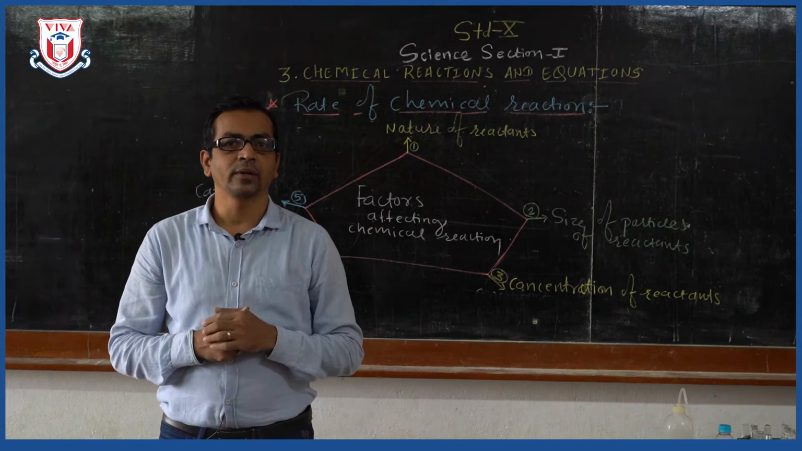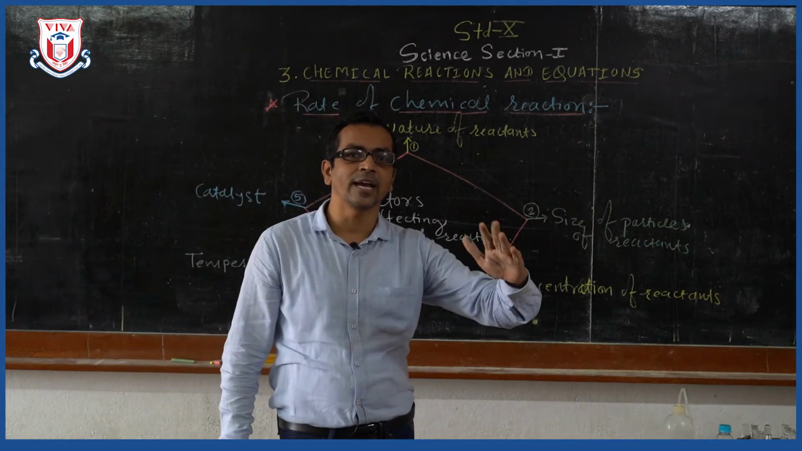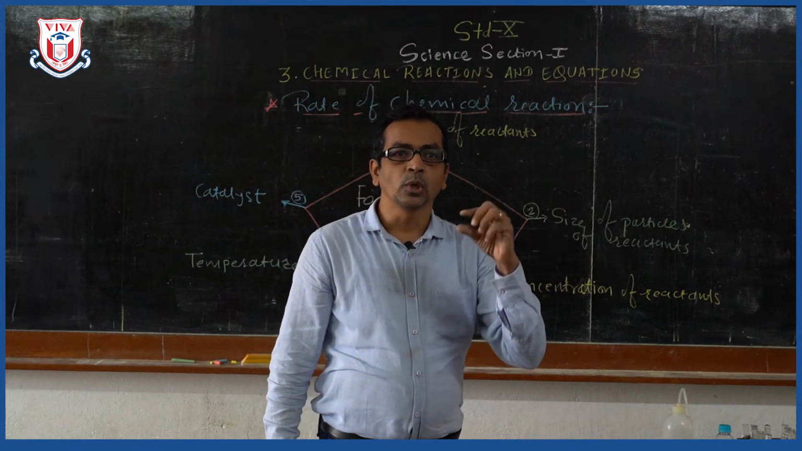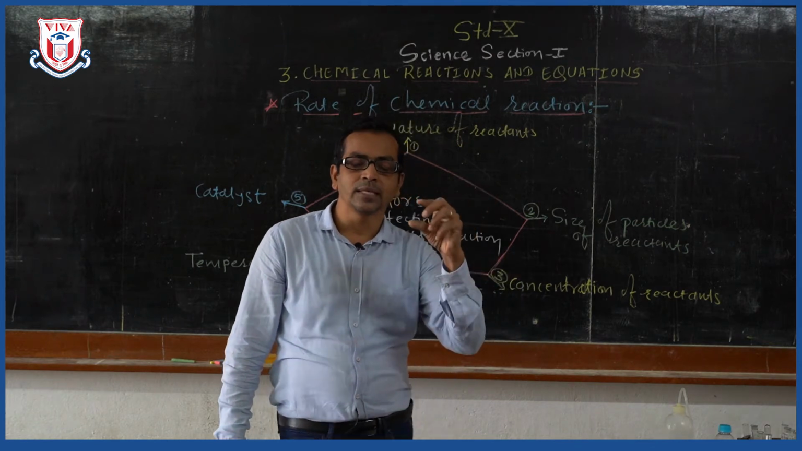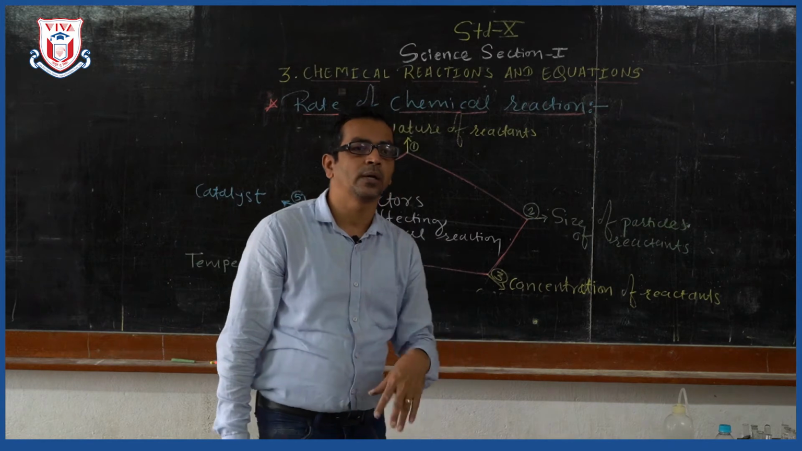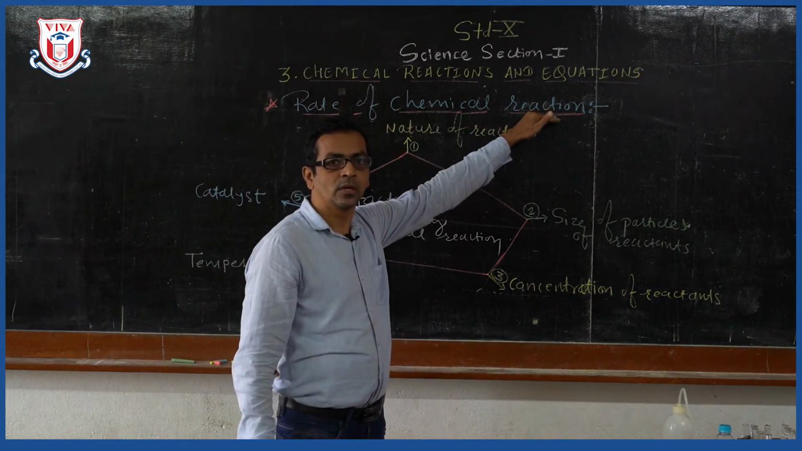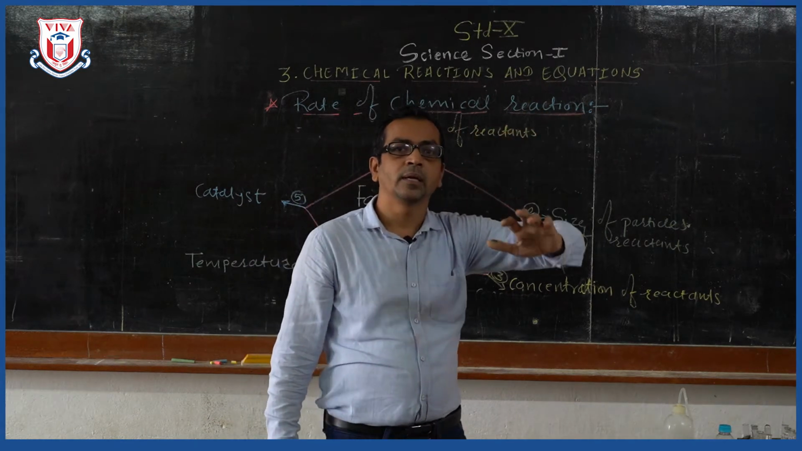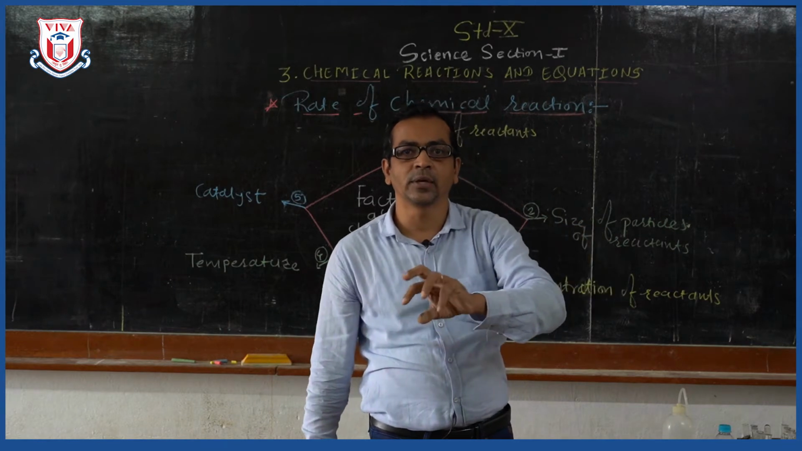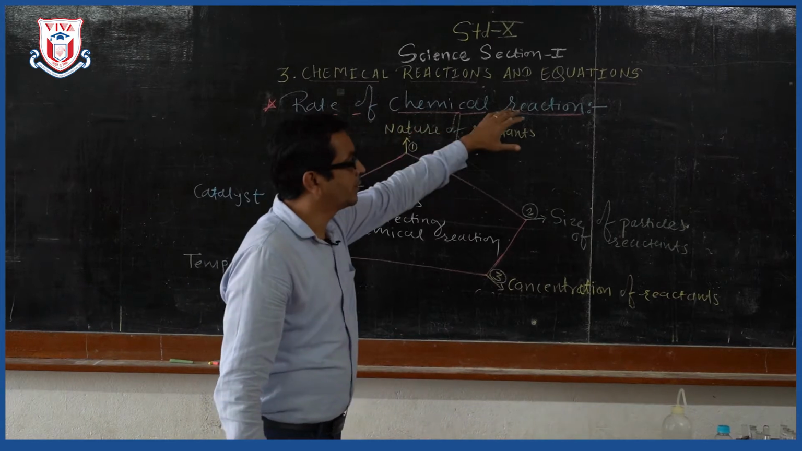Some reactions require some hours. So some reactions are fast, some are slow, and some are moderate. The amount of time required to convert reactant into product is nothing but the rate of chemical reaction. It means within how much time the reactant is converted into product, that is called the rate of chemical reaction.